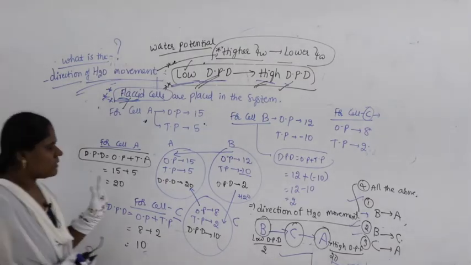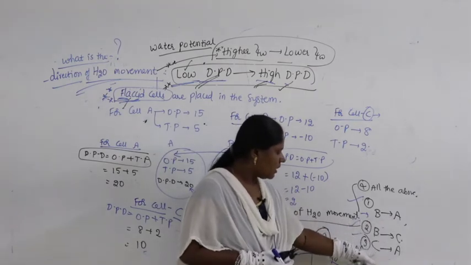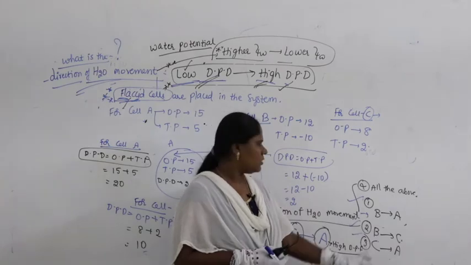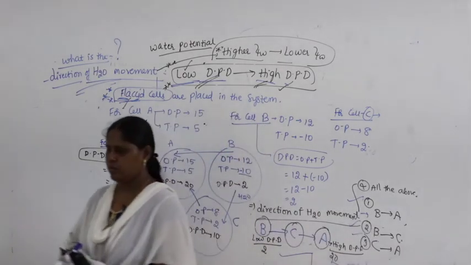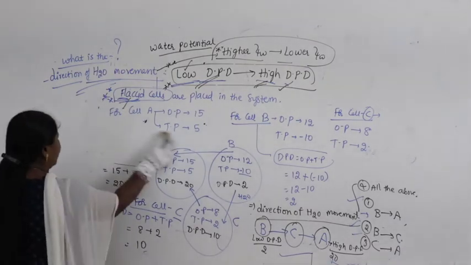You got it, no? Sometimes they will give you values like B to A and C to A and some other value, both 1 and 2, then also it is correct. So these three values are correct, that is why we are choosing all of the above. This is how you have to solve numericals based upon DPD values.